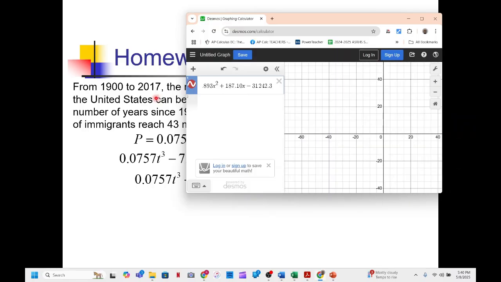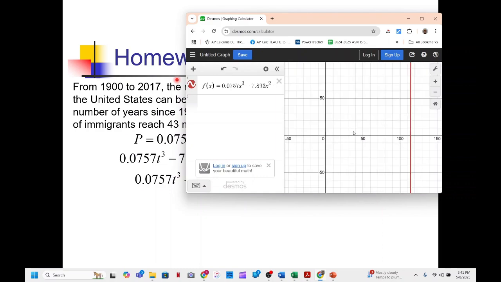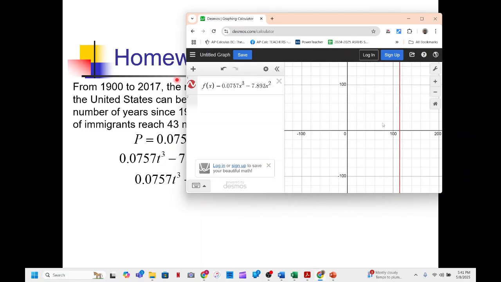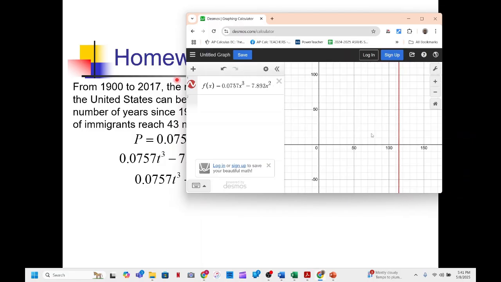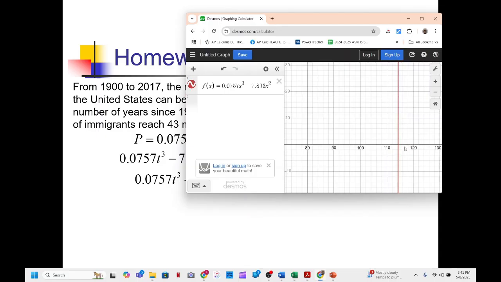Now, this function is good between 1900 and 2017. In terms of x values, that means we're going from 0 to 117. So let's just move over a little bit this way and zoom out. Ah, there it is. There's our function. Let's zoom out a little further. All right. So we can see that there's only one place this thing crosses anywhere near this range of numbers. So let's zoom in a little bit and see what that spot is.